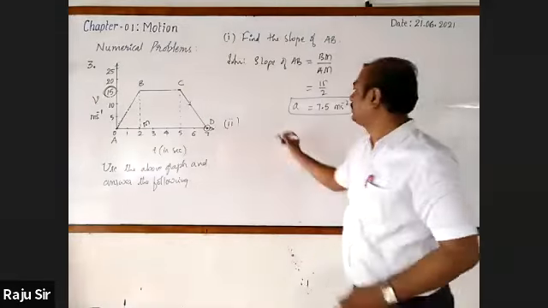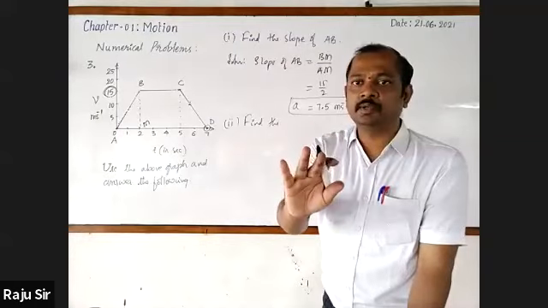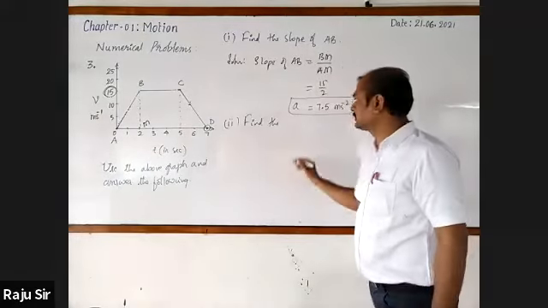Second one. Sir, we can solve in another method also, sir. A equals V minus U by T. Like that also we can solve. Nothing to worry. Just solve.